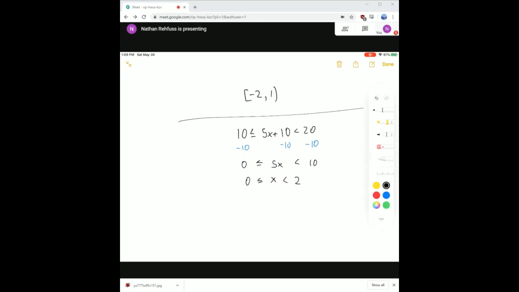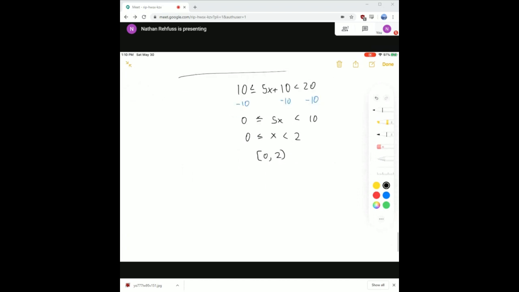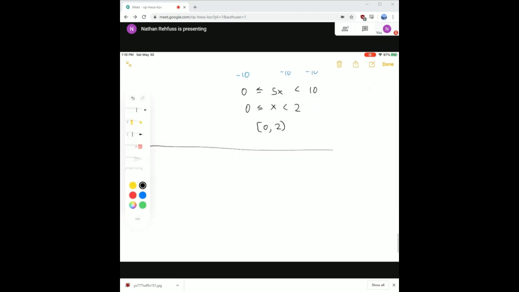So my solution set is anything bigger than or equal to 0, but it can't be as big as 2, like this. All right, so that's 3-part inequalities. And I really only showed you those so that I could show you these.